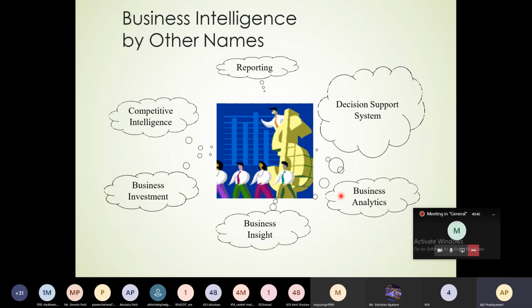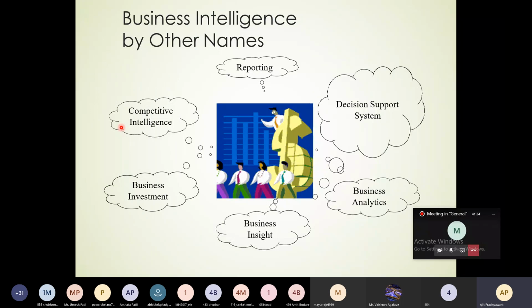So business intelligence has other names. All these terms are combinations or parts of business intelligence. First is reporting. It is sometimes called decision support system. It is also called business analytics, business insights, business investment, and sometimes competitive intelligence. So all these terms belong under the umbrella of business intelligence.